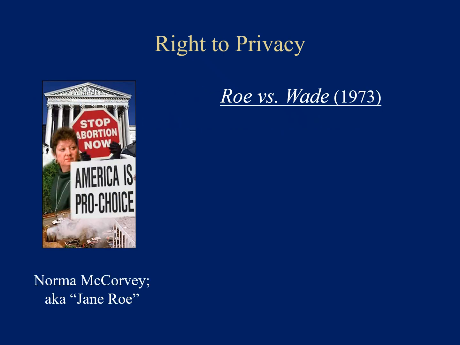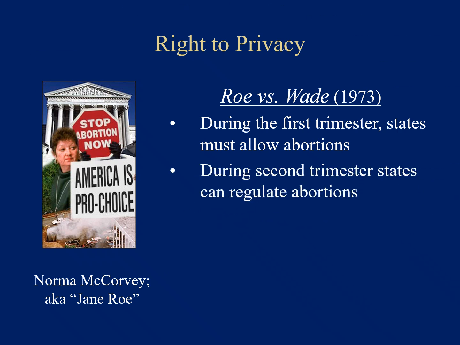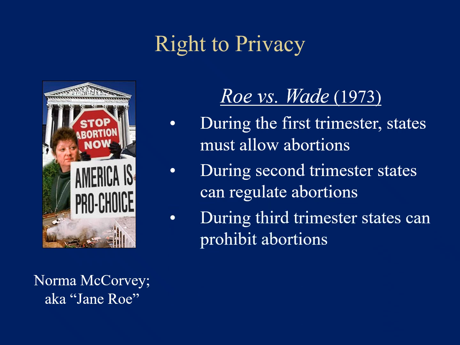The right to privacy was applied to a woman's right to have an abortion in a Supreme Court case from the 1970s. This was Roe versus Wade. What it did was allow women to have access to an abortion during the first trimester of a pregnancy. During the second trimester, states could regulate access to abortions. And during the third trimester, states could prohibit abortions.